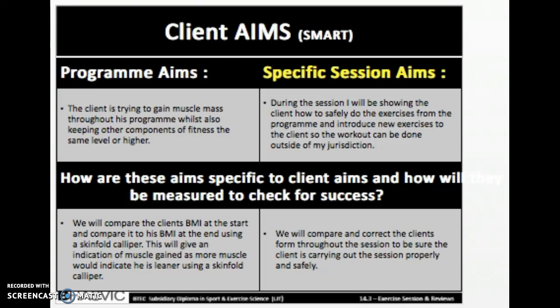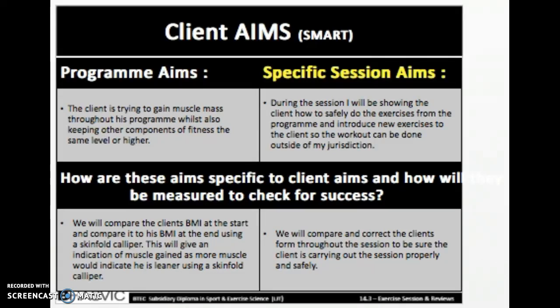The client is trying to gain muscle mass throughout his program while also keeping other components of fitness at the same level or higher. These are specific to the client's aims and will be measured by comparing the client's BMI at the start to his BMI at the end, using a skin fold caliper. This will give an indication of muscle gain, as more muscle would indicate he is leaner.